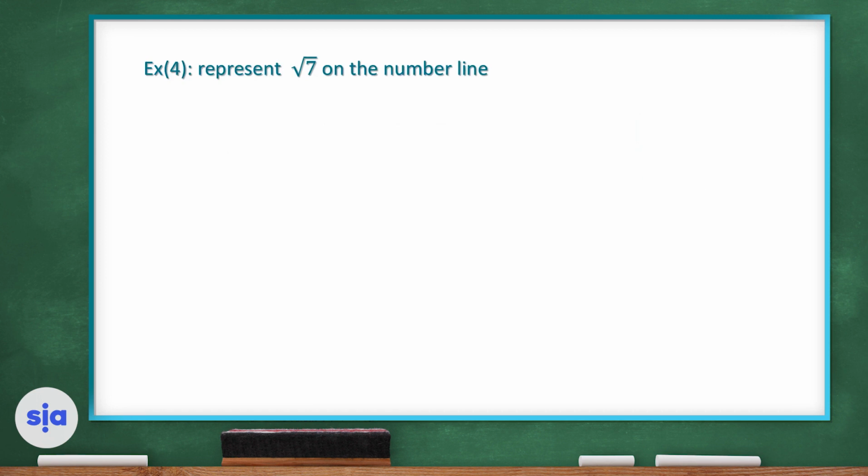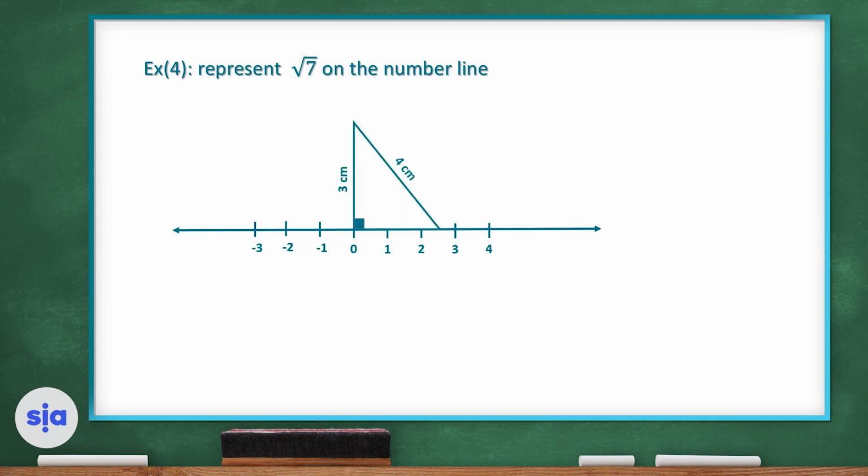How can we represent this on a number line? If 7 is a, we take 7 minus 1, which is 6 over 2, then it's 3, and 7 plus 1, which is 8 over 2, then it is 4, and the 7 plus 1, or a plus 1, is the hypotenuse. This is how we represent it on a number line.